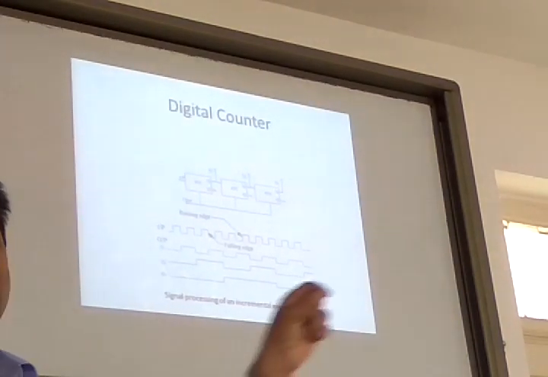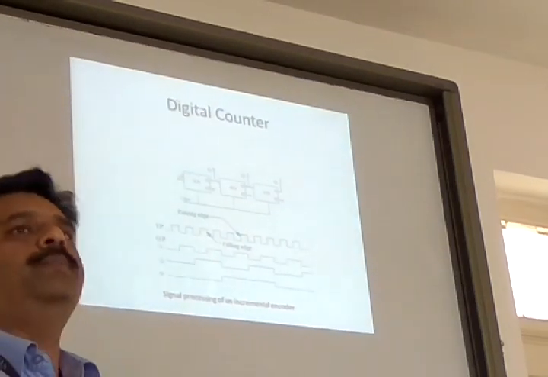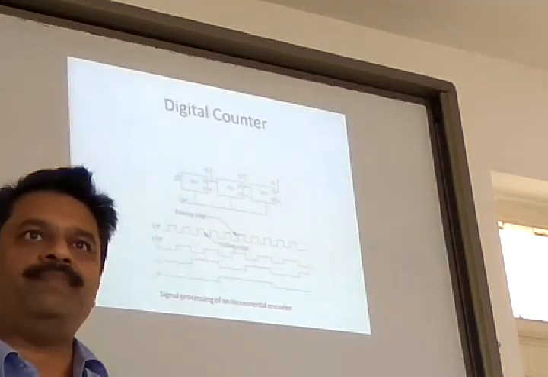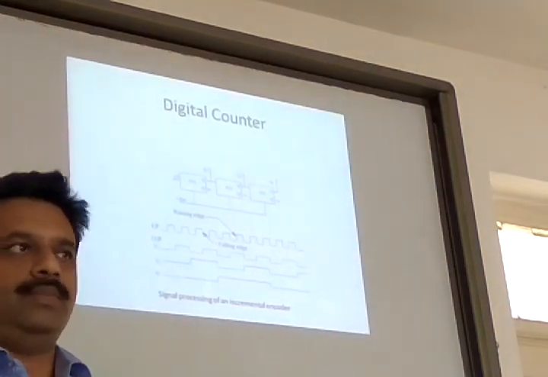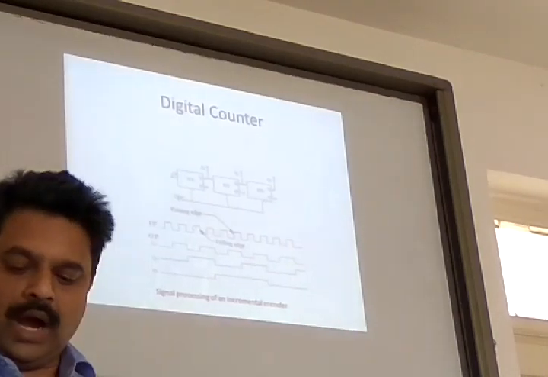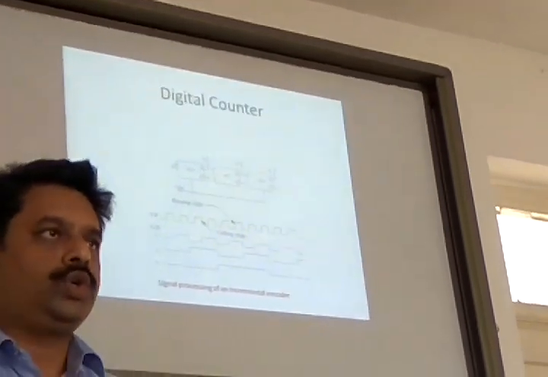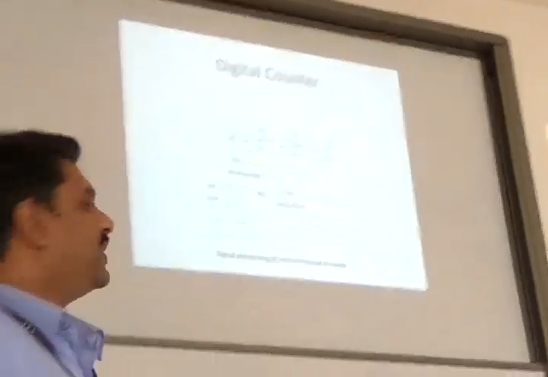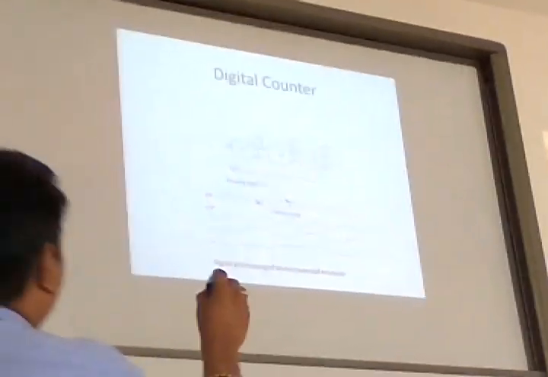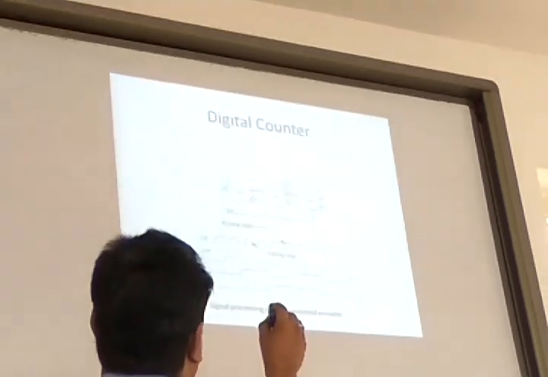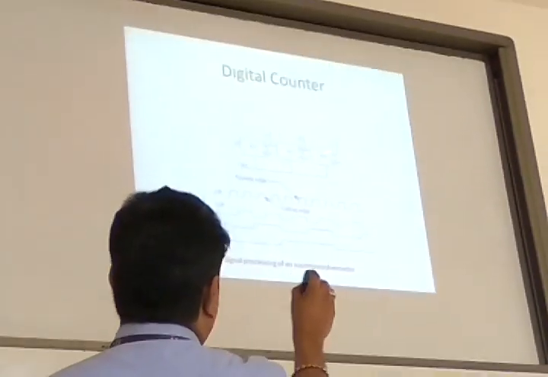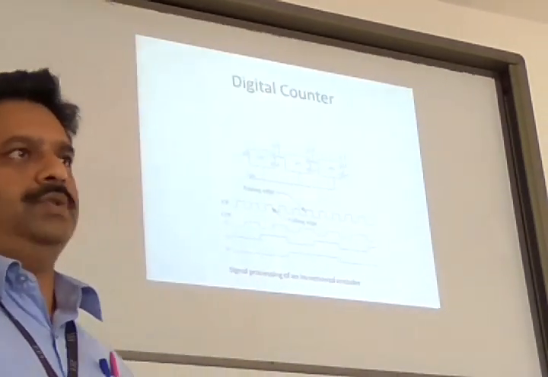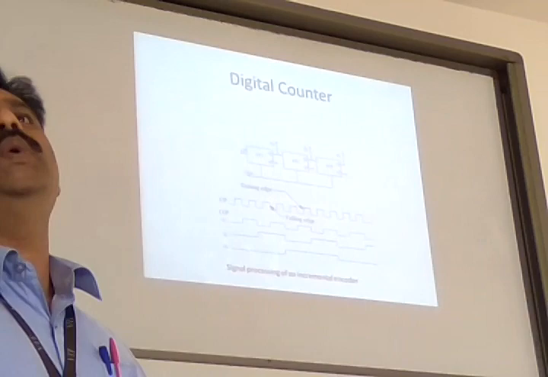Flip-flop 1, flip-flop 2, flip-flop 3. Flip-flop 1, input coming from the sensor. Flip-flop 2, the input is coming from Q of flip-flop 1, and the output of 2 is connected to flip-flop 3. Everywhere I am referring only to the Q output. I have never bothered about Q-dash in this particular application. There are applications where people will use Q-dash also, but in this application they are not using it.